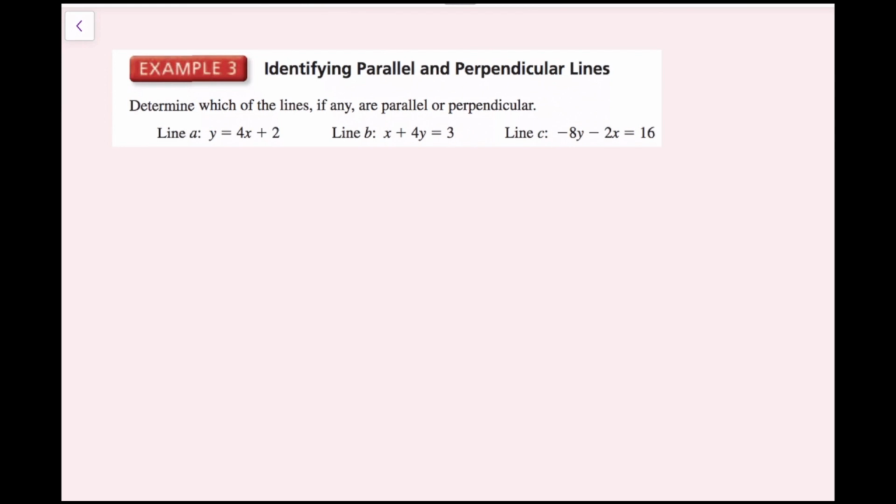Determine which of the lines, if any, are parallel or perpendicular. So what you could do is graph all of these equations and then look at their slopes and figure out whether or not they are parallel, perpendicular, or neither. Okay? But you don't need a graph to do this. We can just figure out what each line's slope is and then compare those to determine whether or not they're parallel, perpendicular, or neither. So I'm going to start with line A. If you see, line A is in slope-intercept form. This is y equals mx plus b. M, in this case, is 4. So my slope is 4 here.